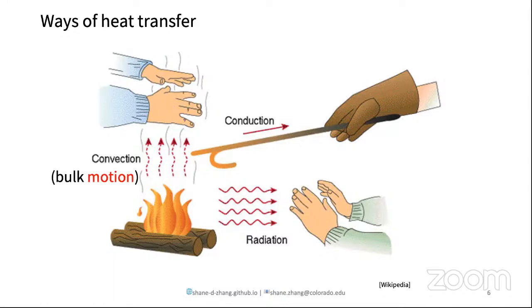And if you put a metal rod near the fire, you will see that the colder end of the rod is heated up as it glows. The heat will propagate from the hotter end to the colder end by the collision of the molecules. This way of heat transfer through the collisions of the molecules is called conduction.